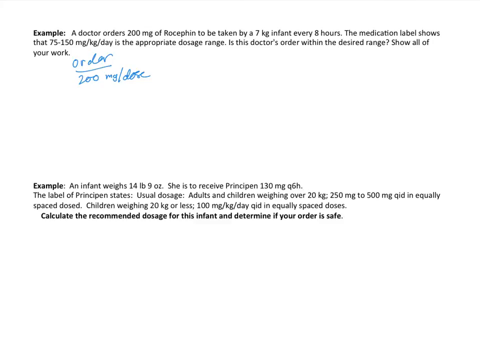Remember, in order to determine whether or not it's an appropriate order, we need to take what's recommended and compare it to what the order is. In this problem, the recommended minimum is 75 milligrams per kilogram per day, and the appropriate maximum dosage is 150 milligrams per kilogram per day. This is for any infant, any child in this case, because it says per kilogram.